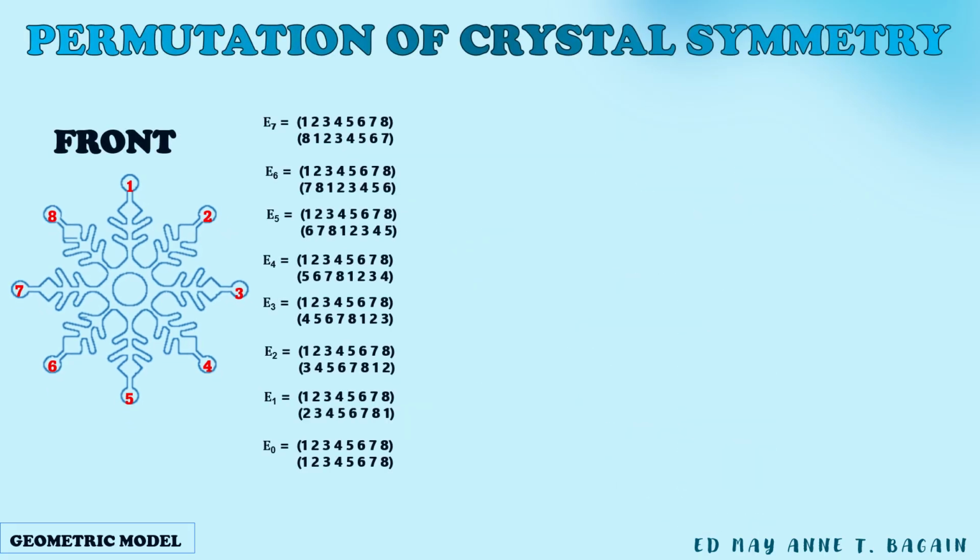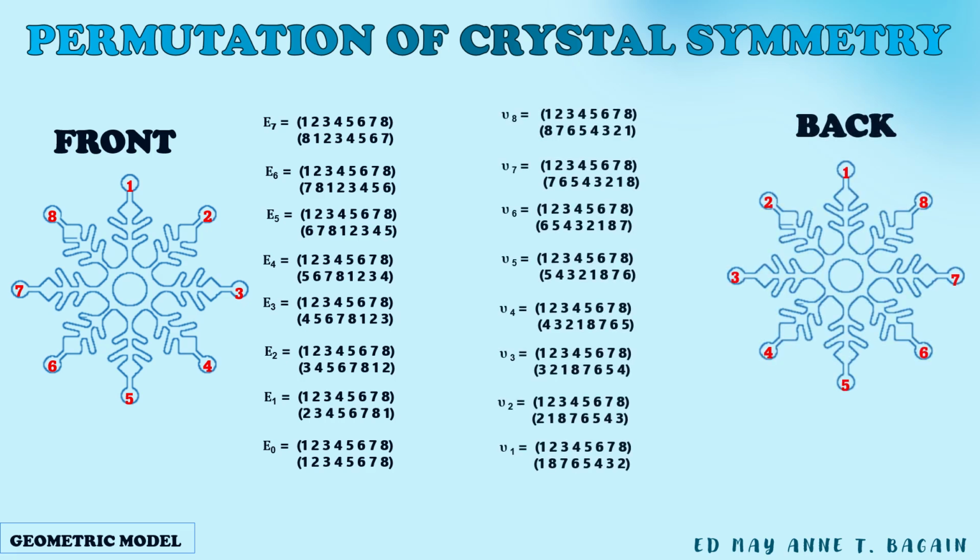That is why, looking at this, we have the permutation of crystal symmetry for front. We have E sub 0 to E sub 7. And for back, we have the permutation from epsilon sub 1 to epsilon sub 8. So these are the permutations, or the movements, that we will be multiplying.